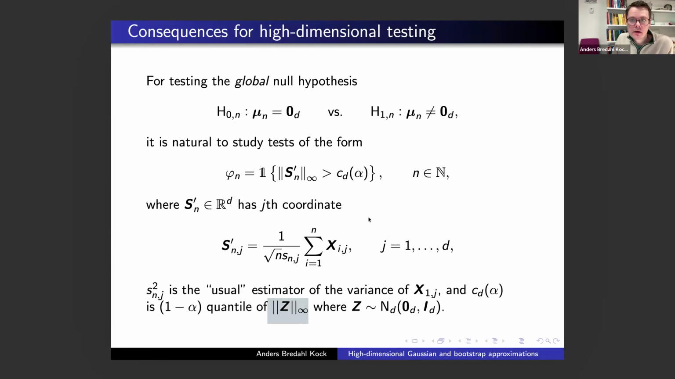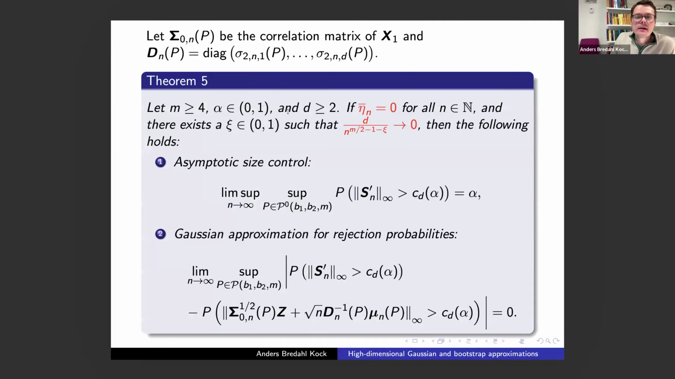Indeed, if there's no contamination and dimension grows slower than this growth rate that I've been talking about many times, then such a test does have asymptotic size control uniformly over all distributions with a mean of 0, variance bounded away from 0 by some b1, and centered mth moment bounded from above by some b2. It is also possible to fully characterize the power function of such tests when dimension grows sufficiently slowly.